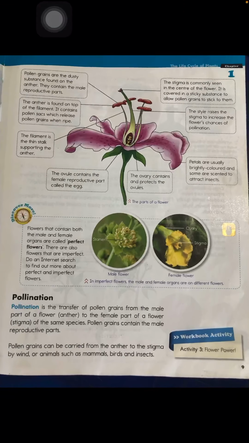This is the lecture about the structure of the flower. Flower structure is categorized into two, male organ and female organ. The male organ is further divided into filament, anther and pollen grains or pollen sacs, and the female organ is further divided into stigma, style, ovary, and ovule, which carries eggs. And flowers are also categorized into two, perfect flowers and imperfect flowers.